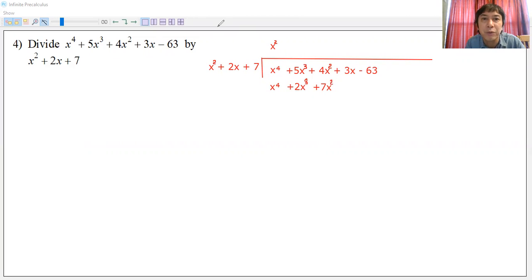All right, and then we proceed by subtraction. We're done with the multiplication part. We're going to do the subtraction now. X to the fourth minus x to the fourth, 0. 5x cubed minus 2x cubed is 3x cubed. So it will be 3x cubed on the next line. This will be positive 3x cubed. All right, so that will be power 3.